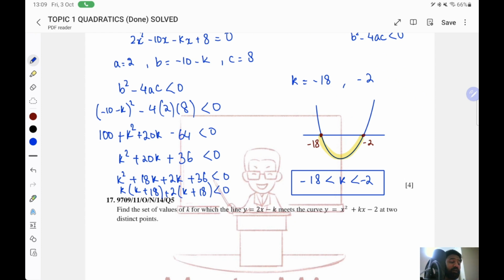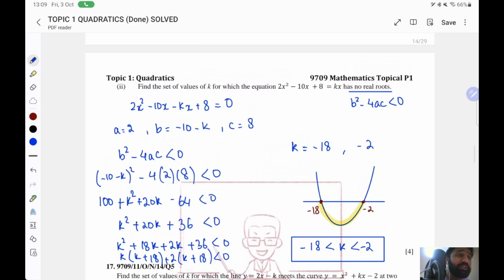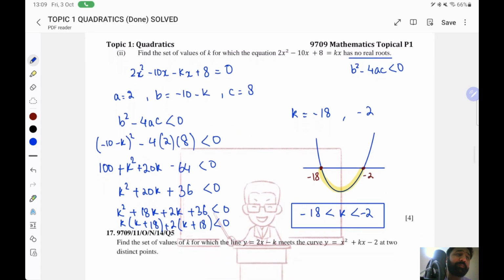When he talks about distinct points, then it means greater than 0.